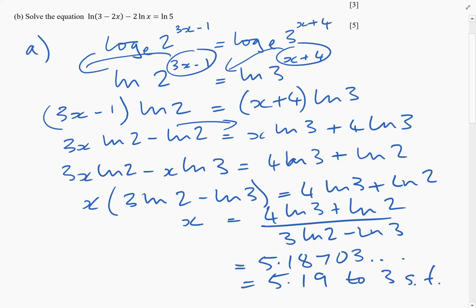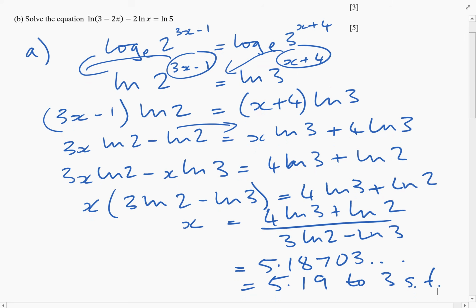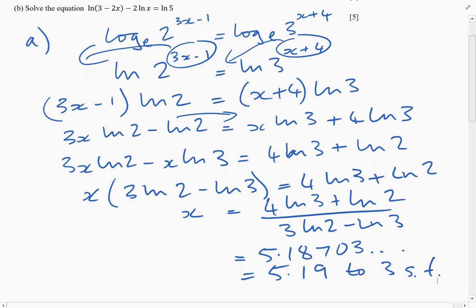There's probably more than one way of doing this. Well, you could choose whatever base you like for the logarithm, as I said. But that's how I would do part A. And then part B, we've got to solve that equation there. So solve the equation 3 ln (3 minus 2x) minus 2 ln x equals ln 5.